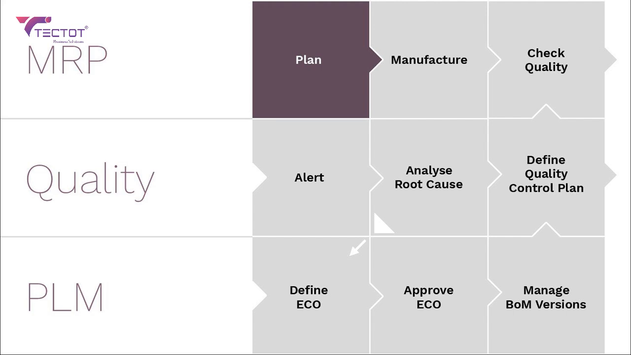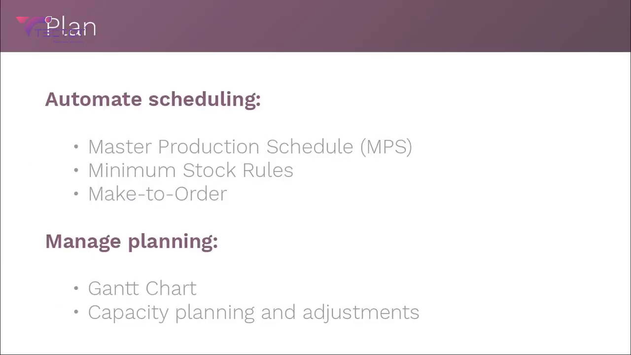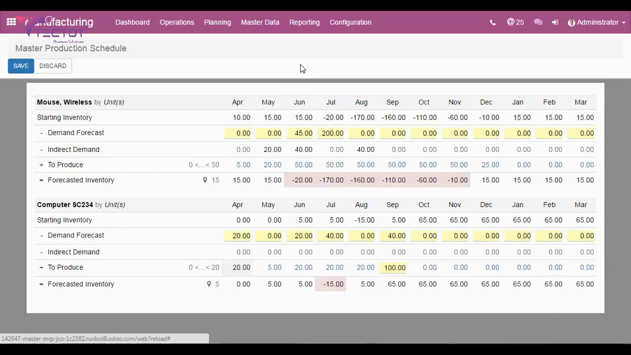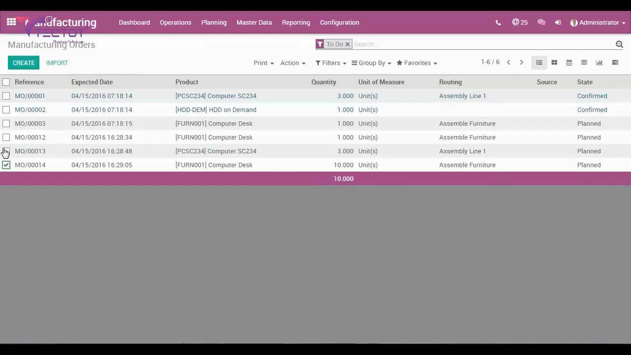The MRP allows you to plan manufacturing orders automatically using the master production schedule, minimum stock, or make-to-order rules. Once manufacturing orders are created, you can prioritize and schedule work orders by the Gantt chart and capacity adjustment report. The master production schedule automatically creates manufacturing orders based on demand forecast, stock on hand, and indirect demand.